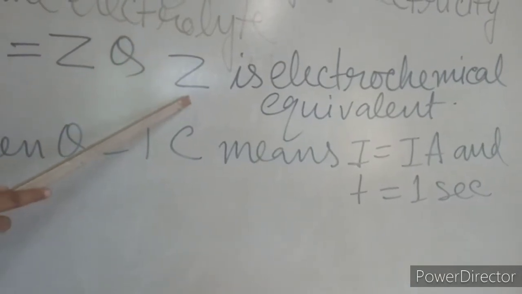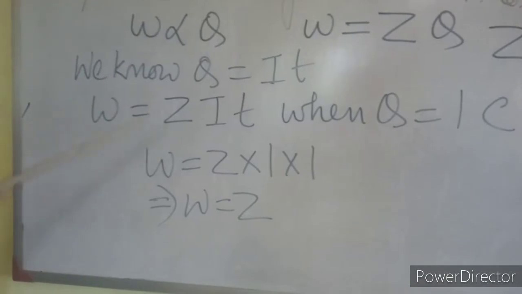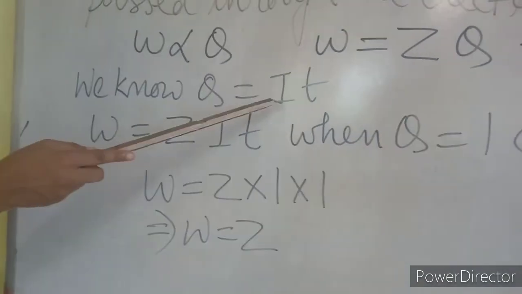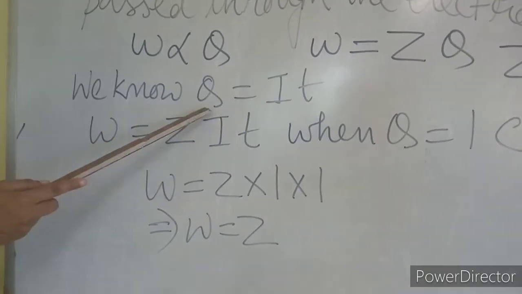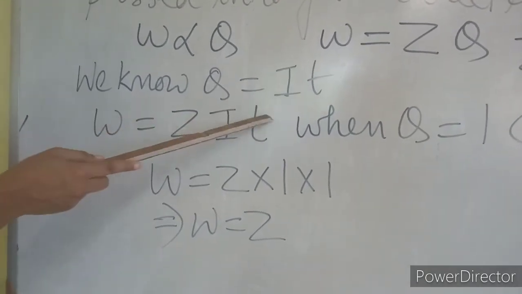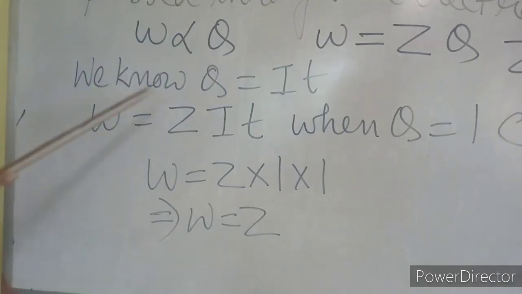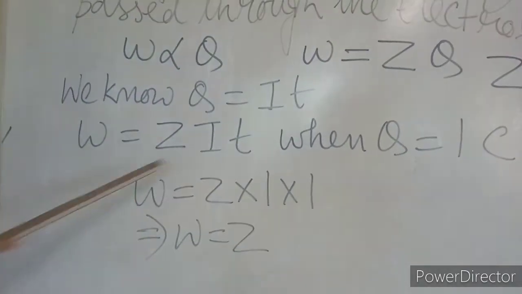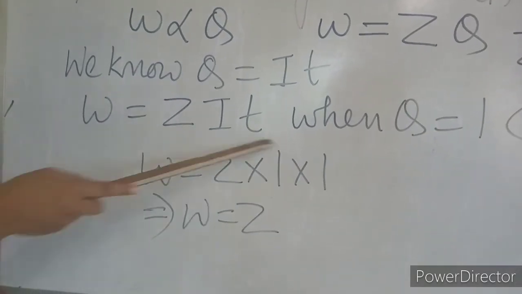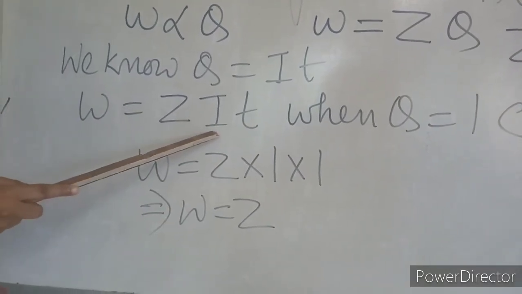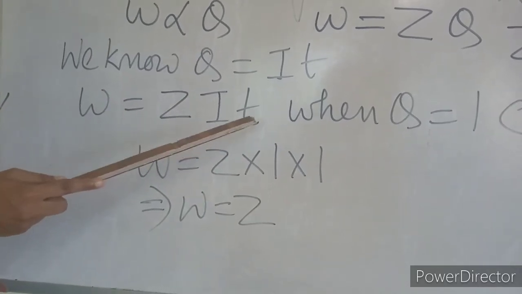Now mathematically, how to calculate Z? We know that charge can be written as the current passed for how much time, that is Q equals I into T. You have learned it in physics in class 10 only. So I can change the equation: instead of Q, I can write W equals ZIT, where I is the amount of current and T is the time for which it is passed.